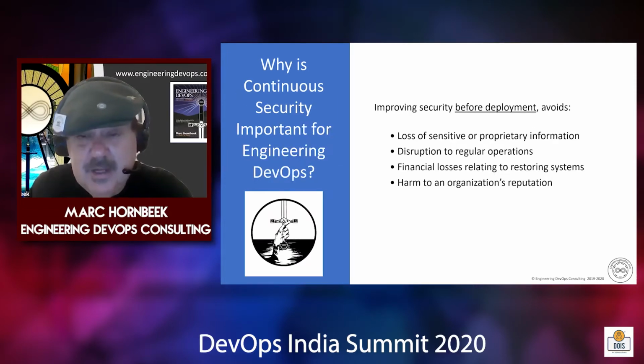Why is it important for DevOps? Well, in general, security is important, but when you're talking about DevOps, you're talking about ways of accelerating deployments and making lead times for development and deployment quicker. So that has the potential for causing new problems that could exacerbate security issues such as loss of sensitive and proprietary information, disruption to operations, financial losses related to restoring systems, and generally speaking, harm to an organization's reputation. So all of those security concerns are certainly valid and important for DevOps as well, and even more so in the sense that security is being accelerated through the acceleration of the DevOps processes.